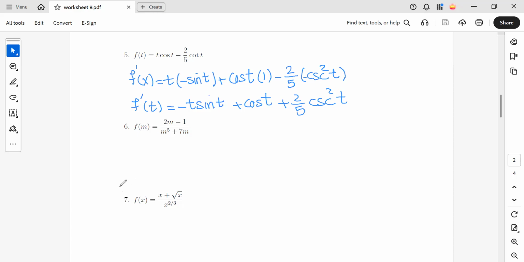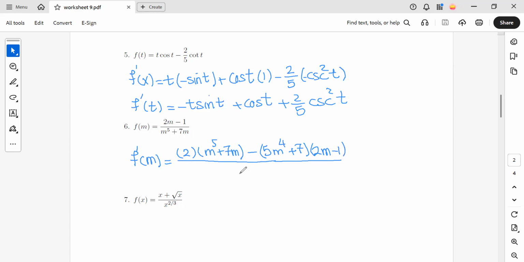Next one is again quotient rule. So f prime of m, and the variable here is m. It will be the derivative of numerator, which is 2, multiplied by the denominator, minus derivative of the bottom, which is 5m to the fourth plus 7, multiplied by 2m minus 1, all over m to the fifth plus 7m to the power 2.